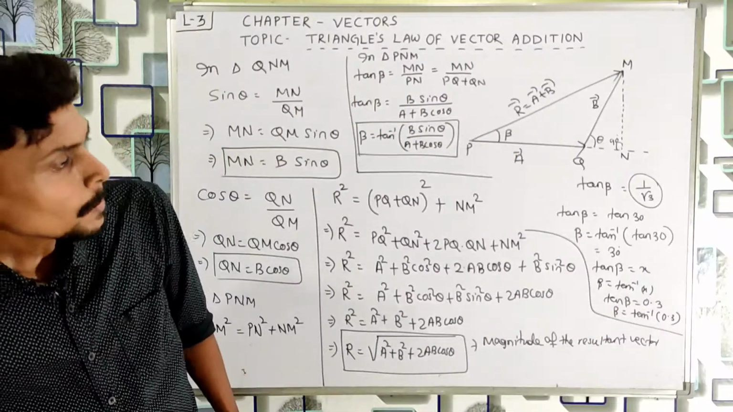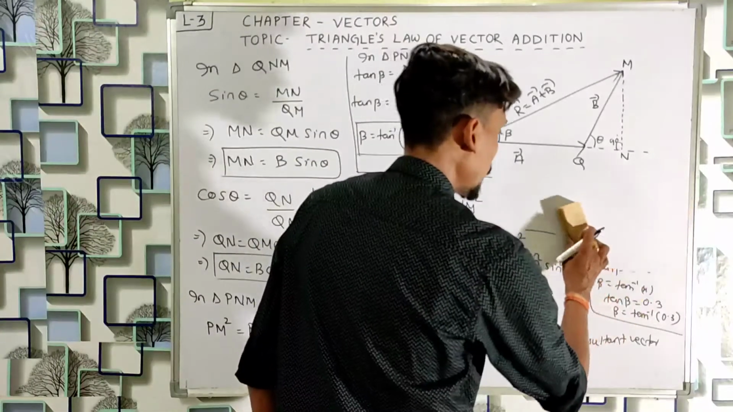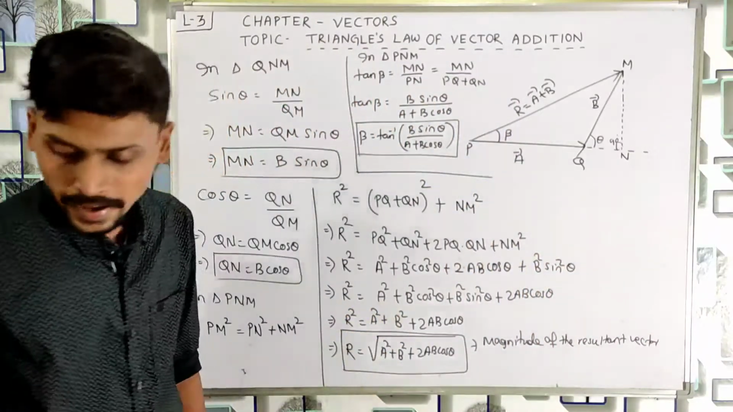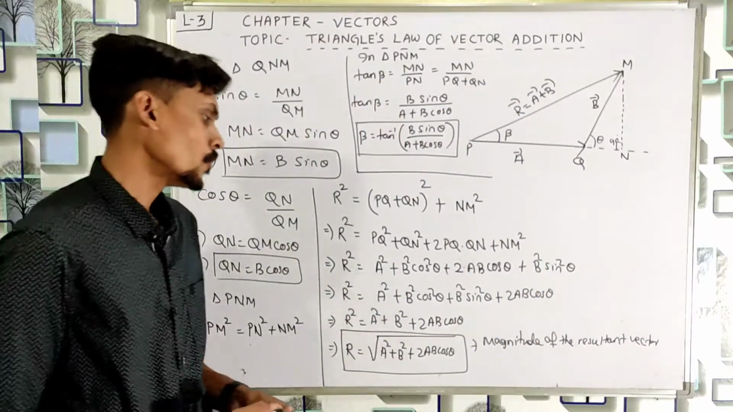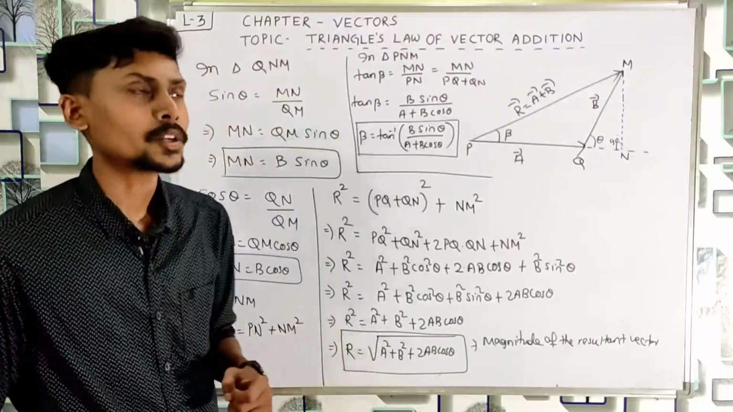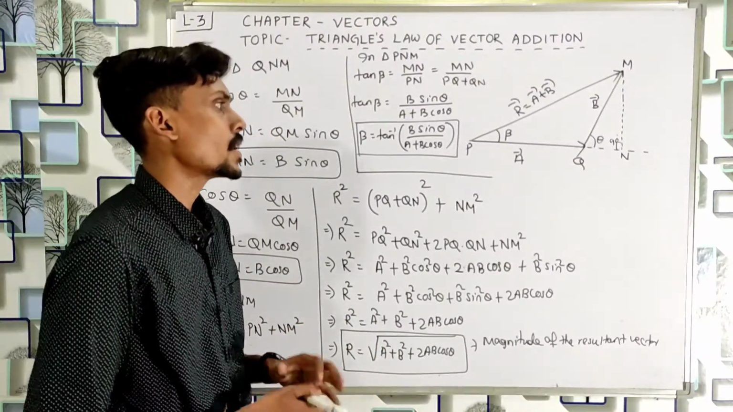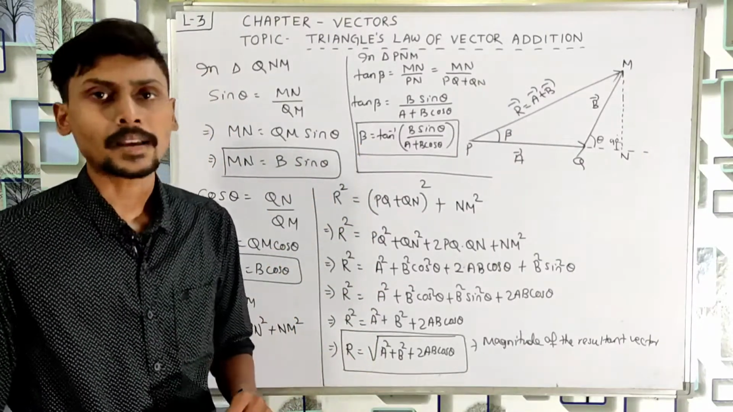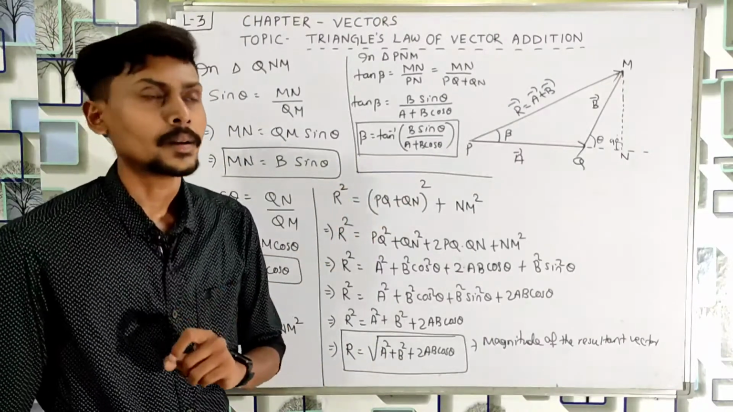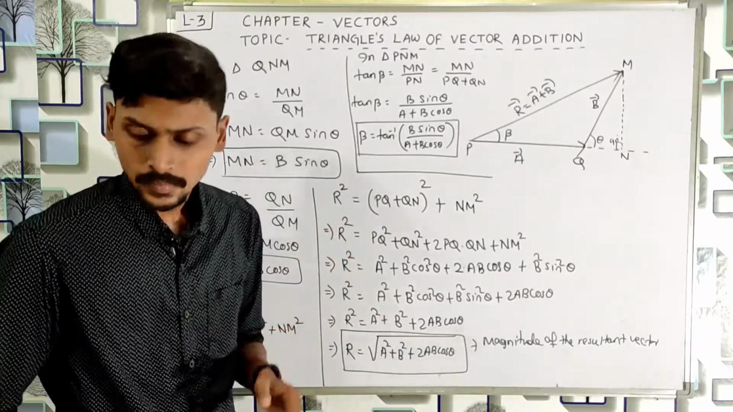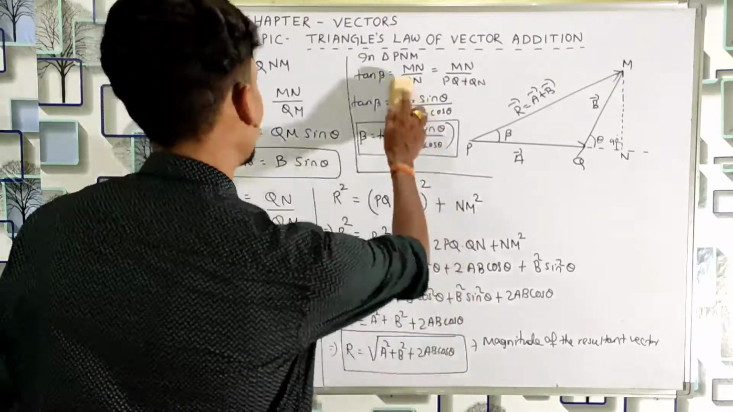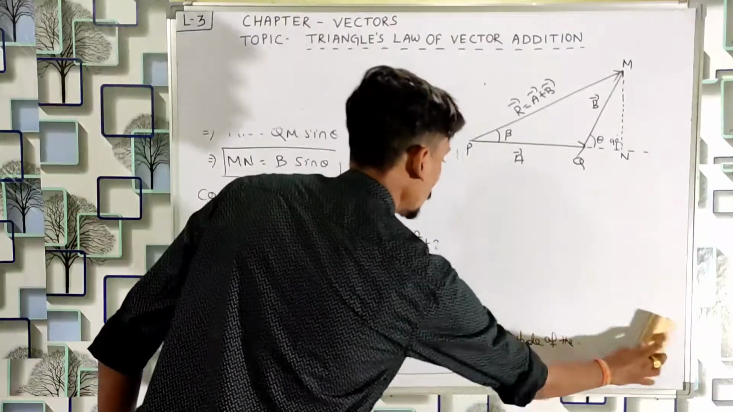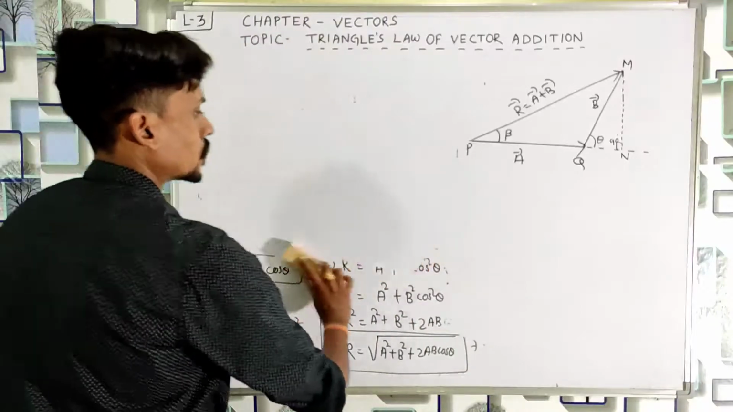So students, I have already explained, if we have two vectors A and B and theta is the angle between them, then how to find the magnitude of the resultant vector and how to find the angle between R vector and A vector. So this is the expression for the magnitude and this is the expression for the angle between R vector and A vector. So now we'll discuss a few special cases. So let me write these two formulas on the right side.